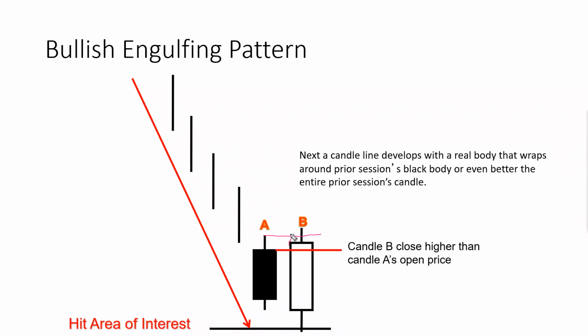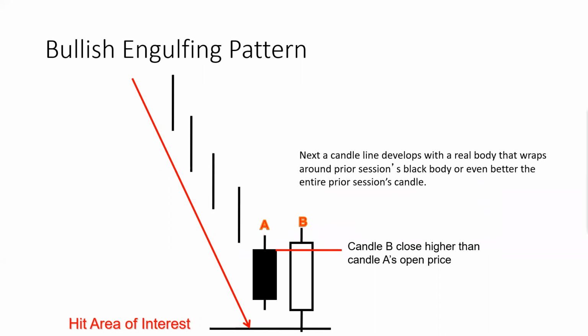If it's able to close higher than the previous session, even better. That means even if it's able to close below this high, this is even a better thing. Okay, so the most basic is just to wrap around over here, right? But if it's able to close above, that's why I say even better, the entire price session candle, if it's able to close above, this is what I would say is a stronger one, a strong bullish engulfing pattern.